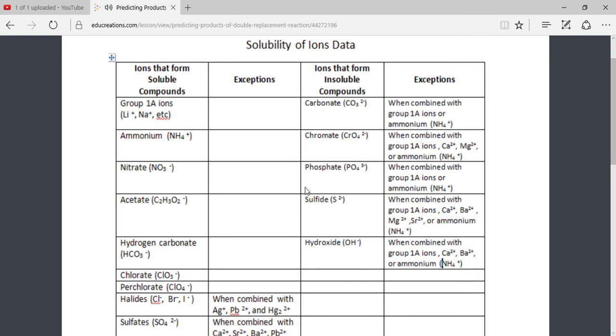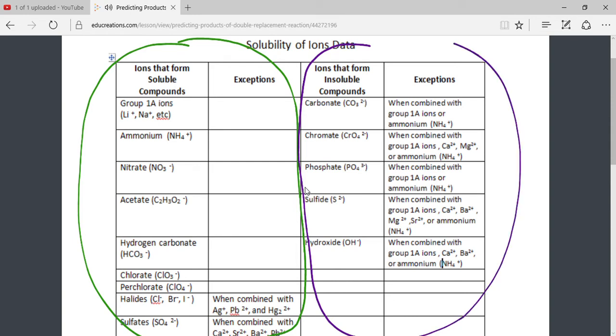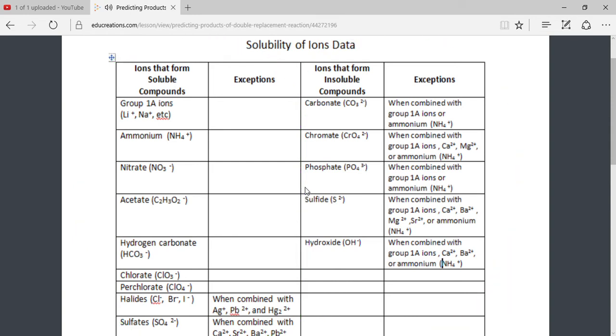Notice that the solubility table is divided into 2 parts: the left side describing soluble compounds and the right side describing insoluble compounds. We're looking to identify the insoluble compound that would have formed from double replacement. Since nitrate ion was present, the compound formed from the combination of nitrate with any other ion would always form a soluble compound. Therefore, that compound would remain aqueous.